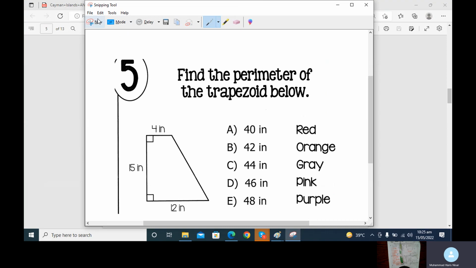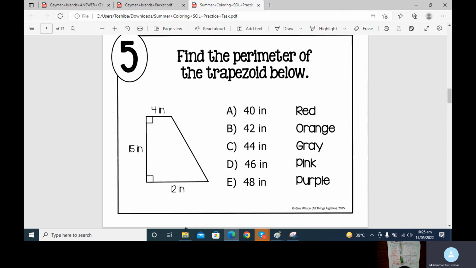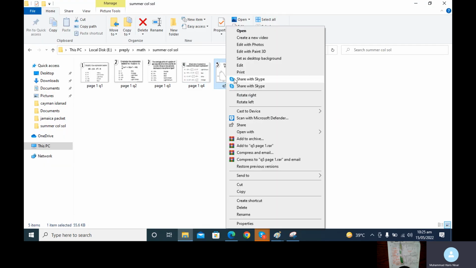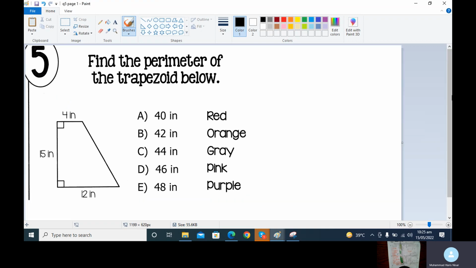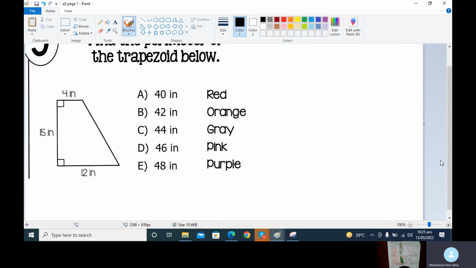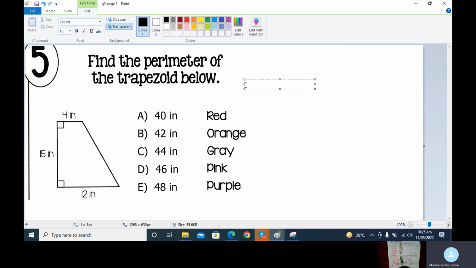Find the perimeter of the trapezoid below. So find the perimeter of the trapezoid below. So perimeter, obviously, perimeter is the exterior measure of the shape.